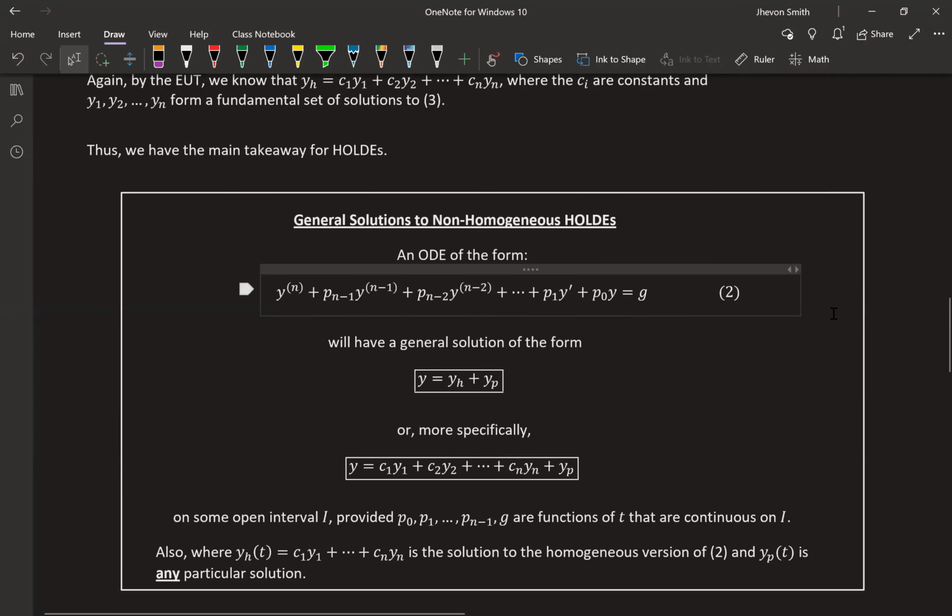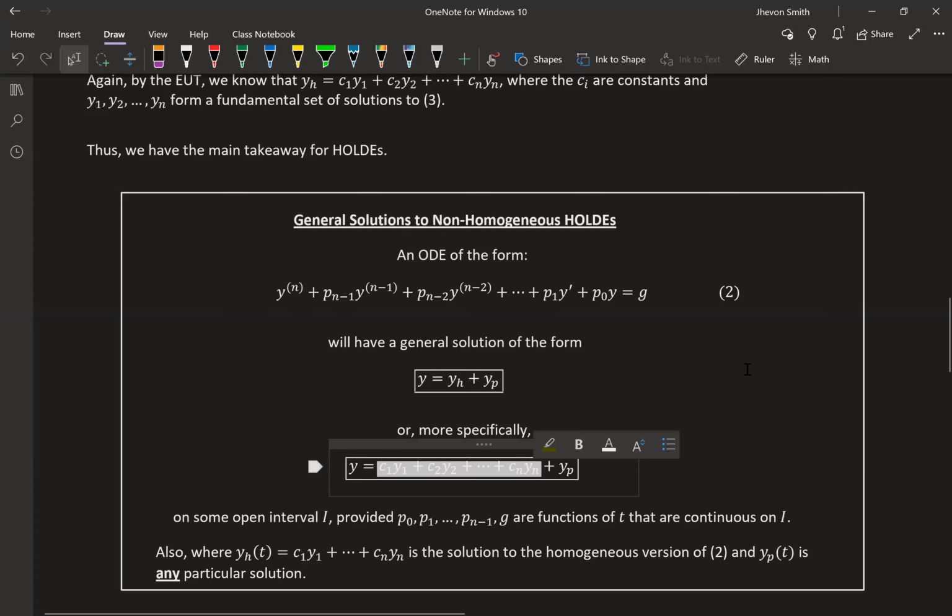So that is what you should have taken away from that last section. The general solution to a non-homogeneous linear ODE has this form. Now the first part, the YH, which is C1 Y1 plus C2 Y2 and so on, we already know how to find that form, at least for second order, at minimum.